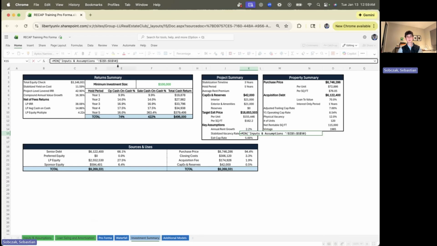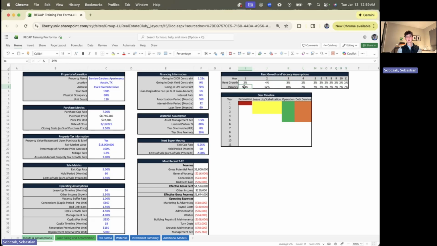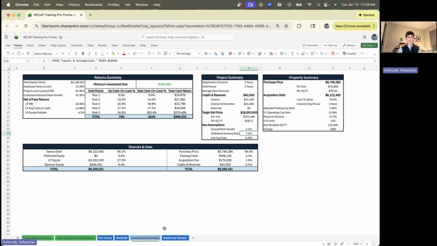So we're taking a minimum function, so MIN, and then you're taking the minimum of these vacancy percentages right here. And if that were to change, obviously we want a model to be dynamic, and that'll change, and then it would show up on the investment summary as well.